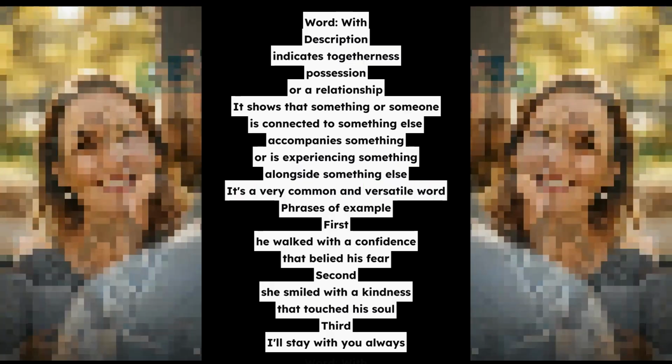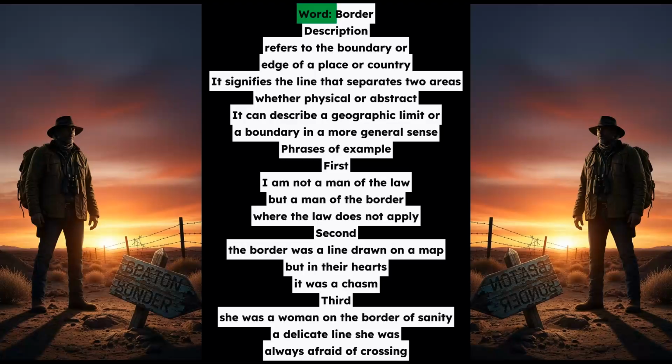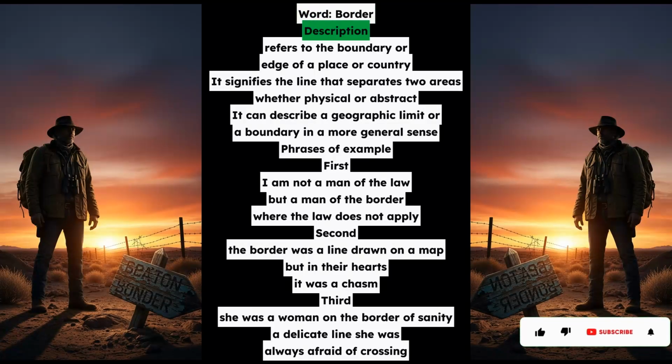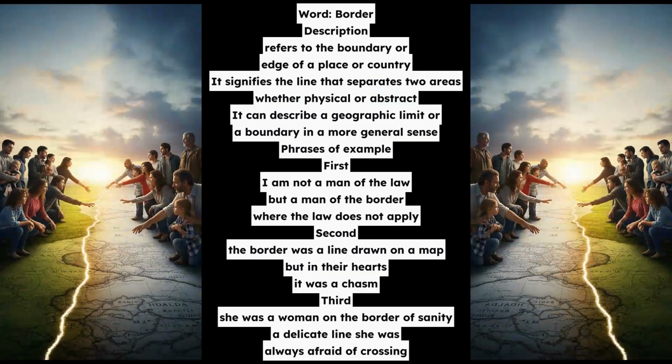Word: border. Description: refers to the boundary or edge of a place or country. It signifies the line that separates two areas, whether physical or abstract. It can describe a geographic limit or a boundary in a more general sense. Phrases of example. First, I am not a man of the law, but a man of the border, where the law does not apply. Second, the border was a line drawn on a map, but in their hearts, it was a chasm. Third, she was a woman on the border of sanity, a delicate line she was always afraid of crossing.